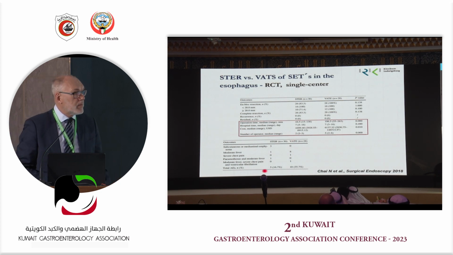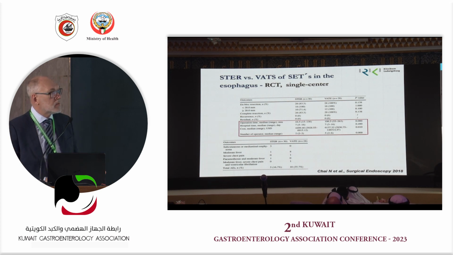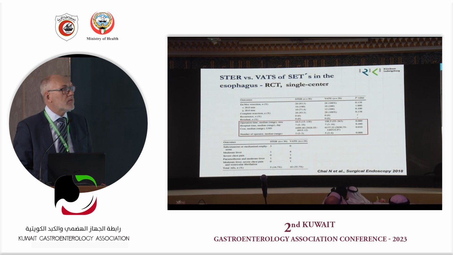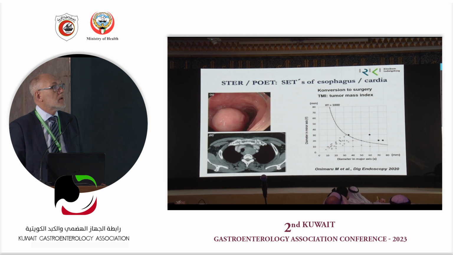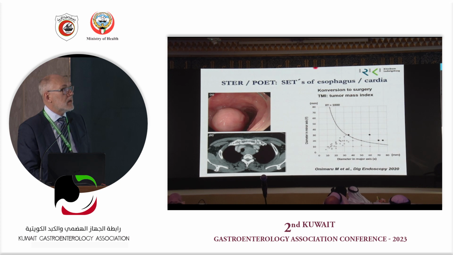And as a complication, if you do a VATS, you always end up with a thoracic tube, and this was not scored as a complication, but it is so much more comfortable for the patient, much cheaper and much shorter. So the endoscopic approach is winning out here. And you can see here, it also depends. We can do it up to a size of 3 to 4 centimeters.